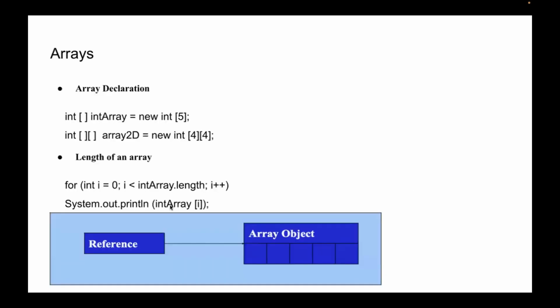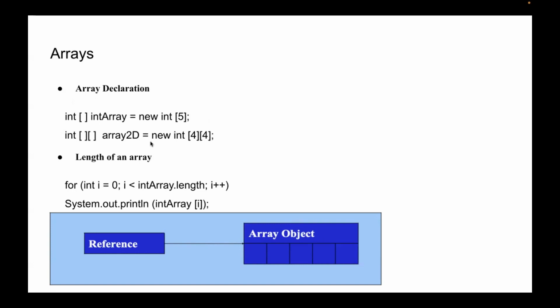So see, we had seen the first array declaration. When you see this array declaration here, right? We had seen the first syntax, where we had declared an integer array of size 5 and we had assigned some values to each index.